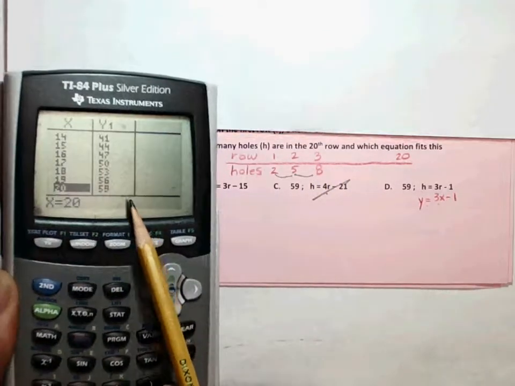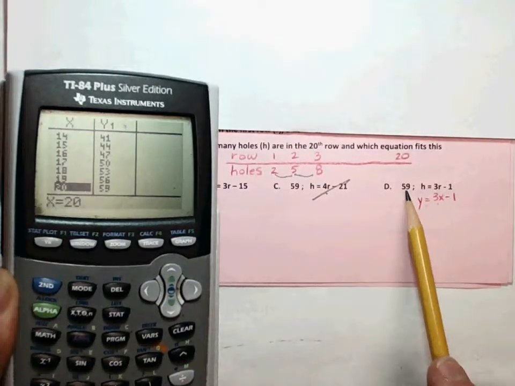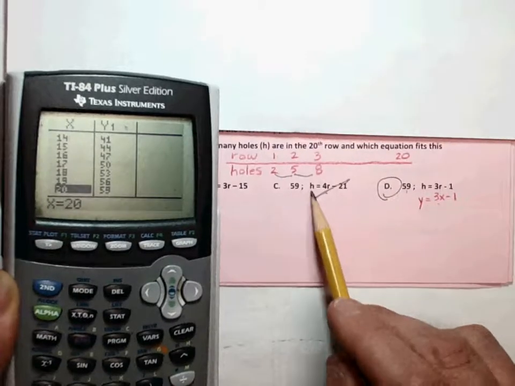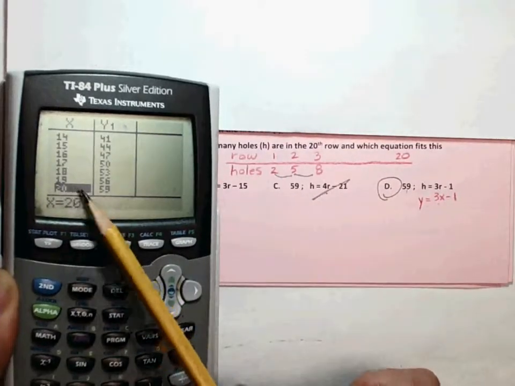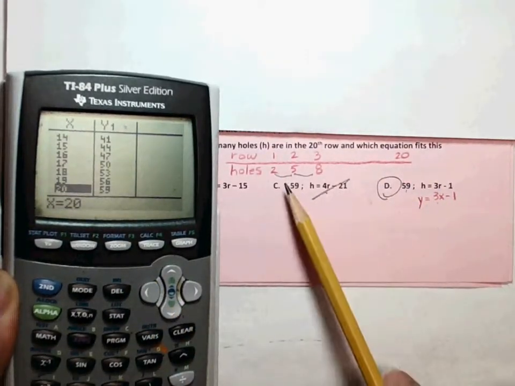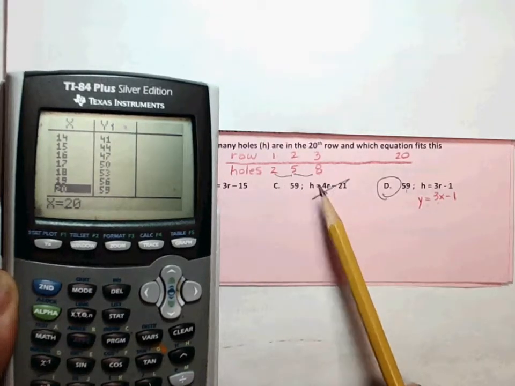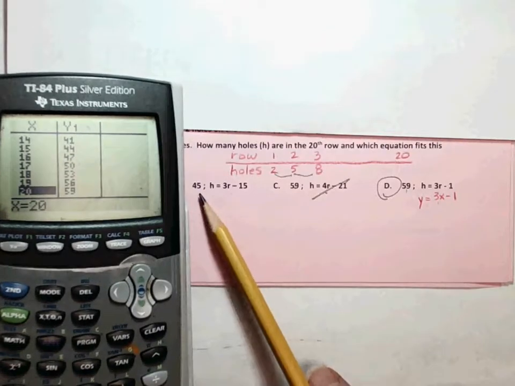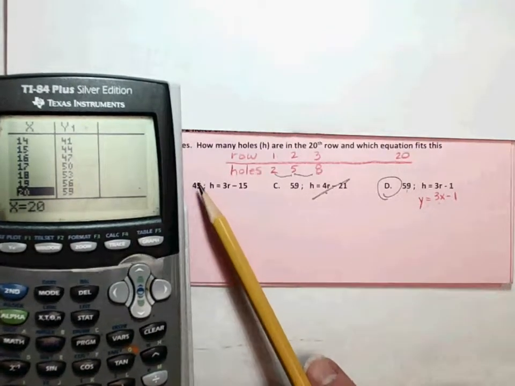20 is 59, which is right here. 59 is my answer for row 20. Pick D. If you do this for the other answer choices, you will not get the proper answer. It won't match up. This equation will not give you 59 in your table. This equation will not get you 45 in this equation. And well, that's the wrong answer anyway.